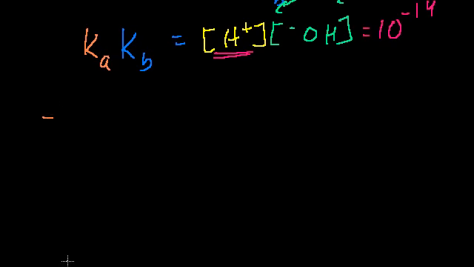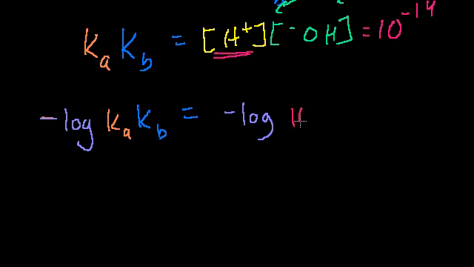So you get the minus log, of course base 10, of Ka times Kb is going to be equal to the minus log of 10 to the minus 14. So what is this equal to? The log of 10 to the minus 14 is minus 14, because 10 to the minus 14th power is equal to 10 to the minus 14. You take the negative of that, so this becomes 14. So the right-hand side of your equation just becomes 14.